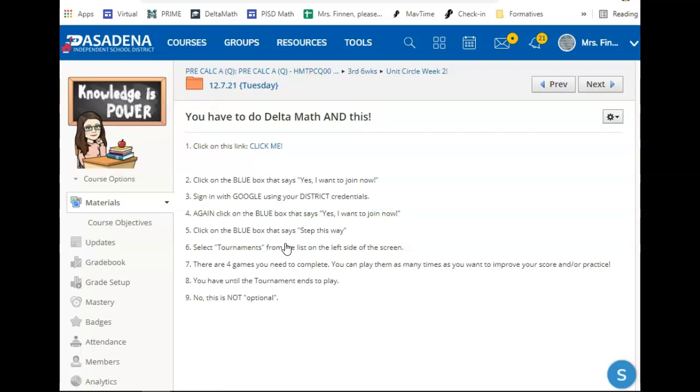Over on the left, there's some things you can choose. Choose tournaments. And you will see 4 games that you have to play at least once. Yes, this is a grade. It's not optional. All right, but you can play it multiple times, and I think playing them will help you. I was trying to find another way besides just writing it on paper and doing flashcards. And you have until the tournament ends to play, which is, like I said, Friday at like 5, I think. I wanted you to have plenty of time to get through all of that.